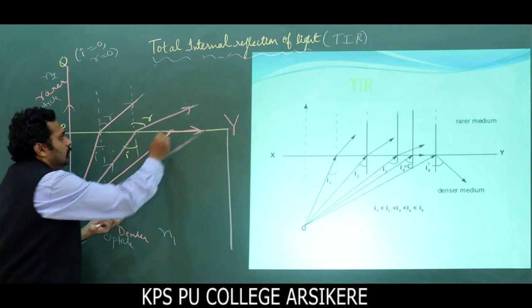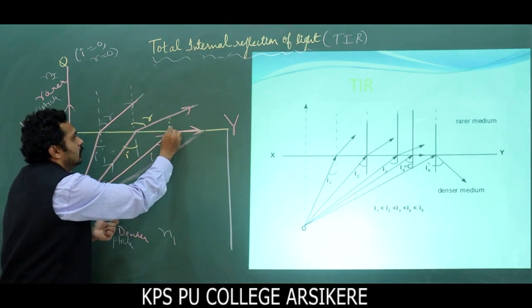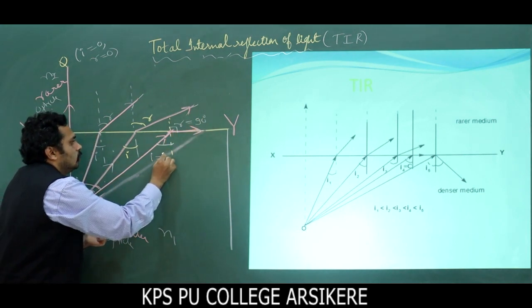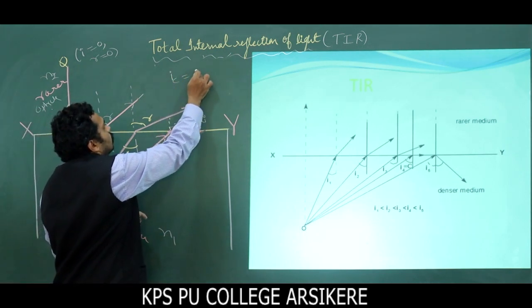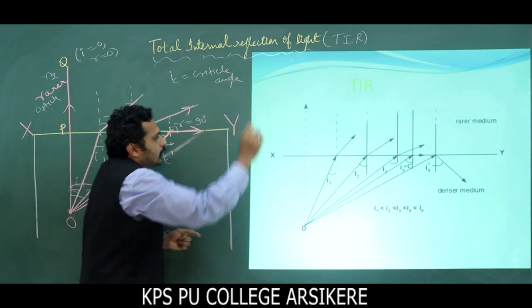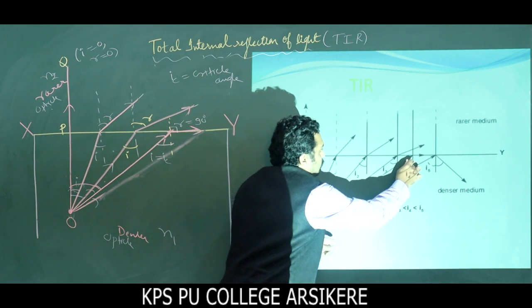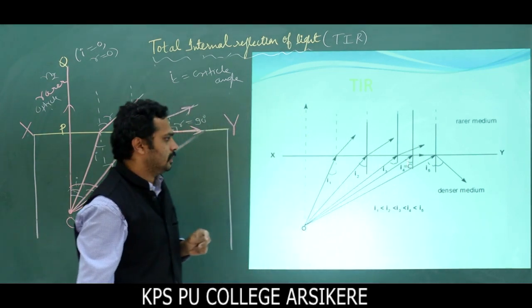Look here, draw the normal. This is the angle of incidence. This R is equal to 90 degrees. This I is equal to, I am taking IC. What is IC? IC is equal to the critical angle. Look here, this is for I equal to IC. For the critical angle, the refracted ray grazes the surface.